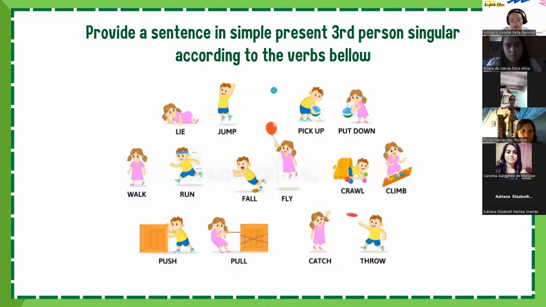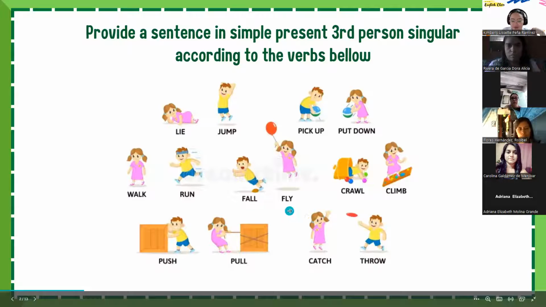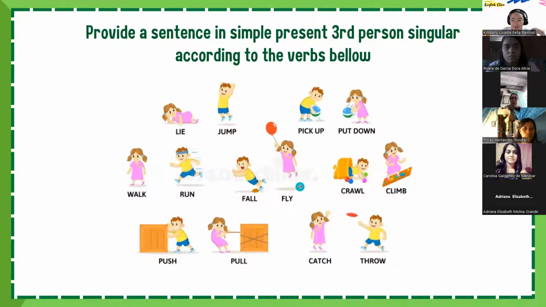She jumped in the park. Okay, she jumps in the park. Very good. Azucena, one sentence, please. Third person singular with one of these verbs. Okay. She catches the ball. Okay, excellent. What about you, Rosibel? One sentence in third person with one of these verbs.